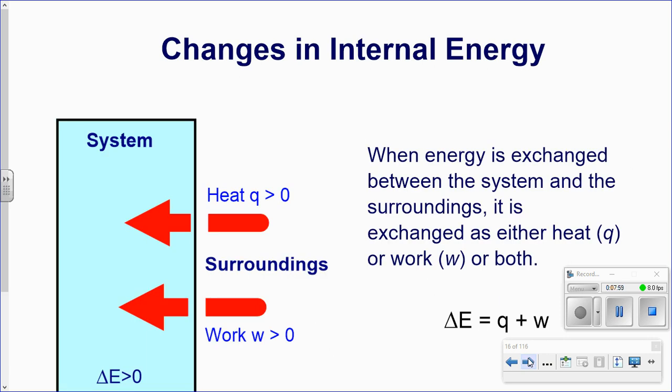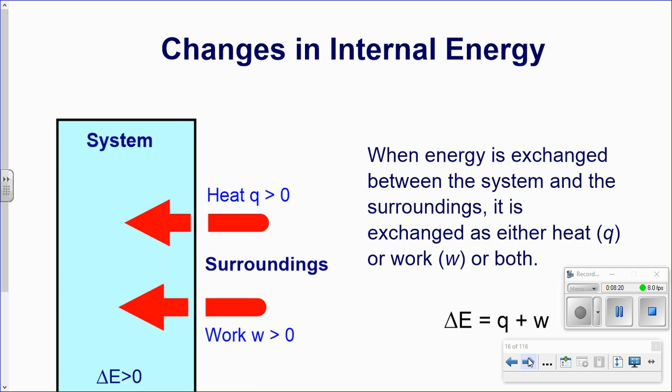Okay, so this actually describes that a little bit more. When the energy is exchanged between the system and the surroundings, it is exchanged as heat or work or both. In other words, most of the stuff we will do in chemistry involves just Q. If it involves gases, now gases can expand or contract, also causing work to happen. That's basically steam engines, okay?